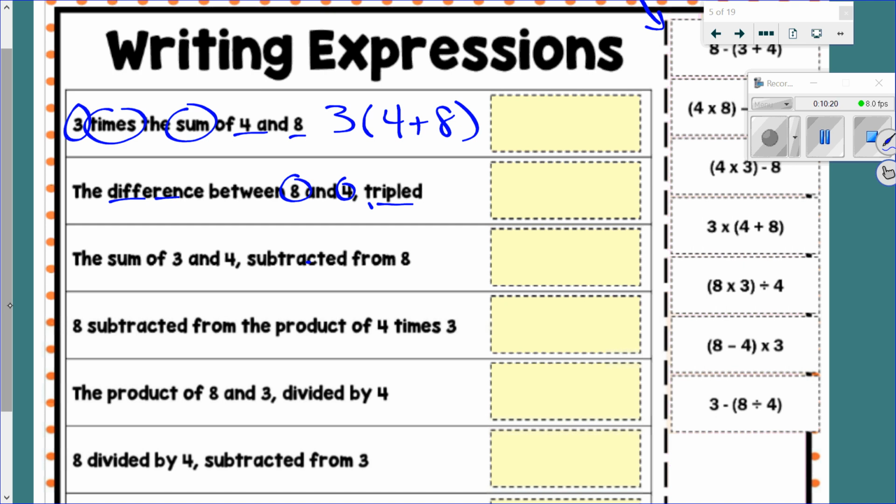So, with the comma, it's telling me the first thing I need to do is find the difference between 8 and 4, and then I'm going to triple it.